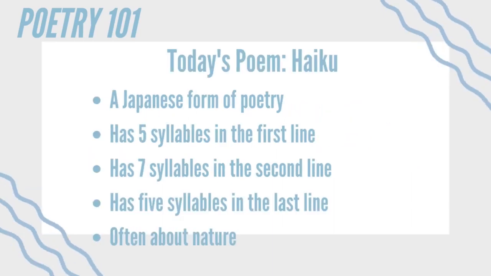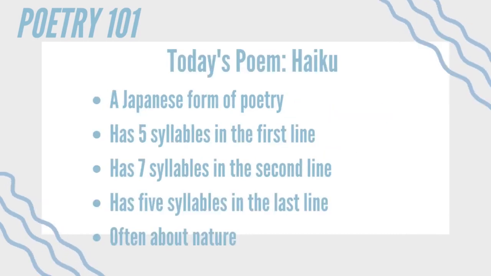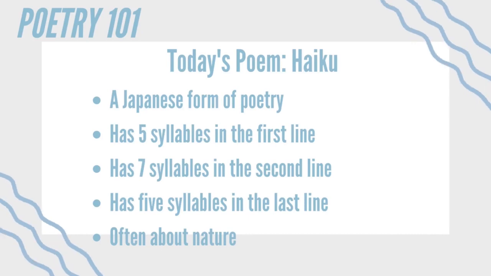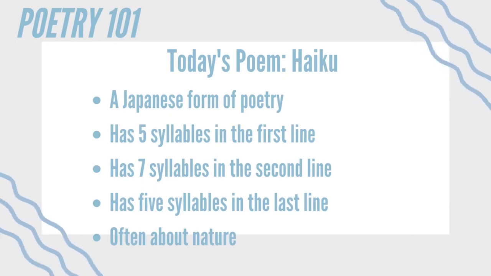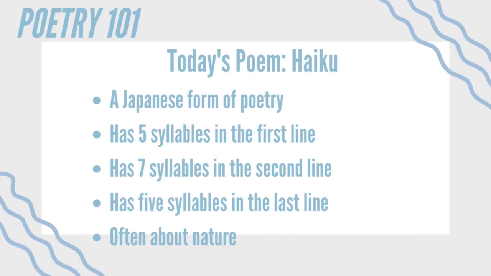Today's poem is a haiku. A haiku is a Japanese form of poetry. It has 5 syllables in the first line, 7 syllables in the second line, and 5 syllables in the last line. A lot of times haikus are about nature.